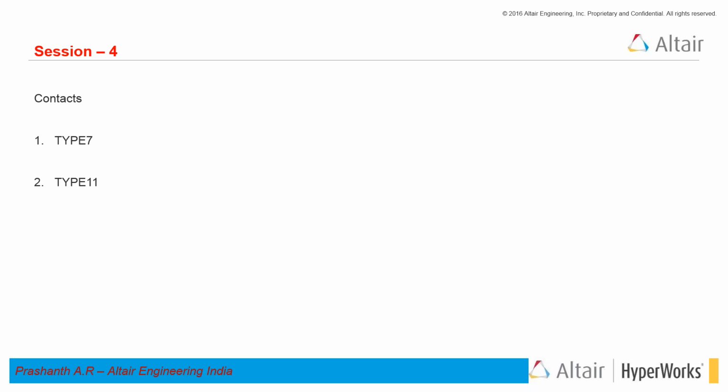Whereas type 7 cannot address edge to edge. So if you have to define a contact between edge to edge or edge to surface, then you have to use type 11 contact. I'll be showing how to create these two contacts using Hypermesh. So let's move to the tools.